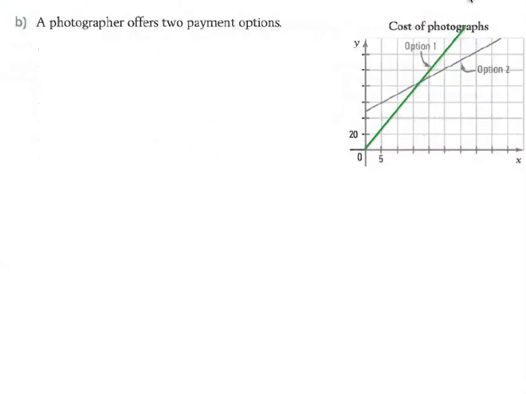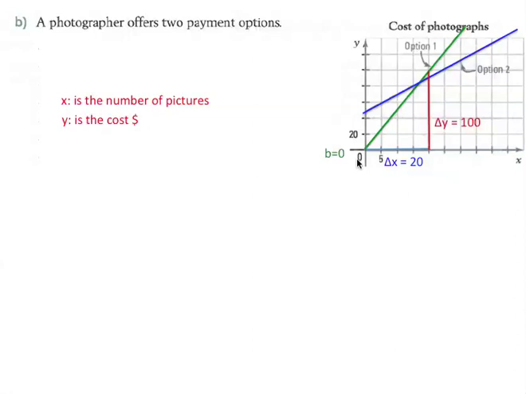Okay, so option number 1 and option number 2. Option number 1 is a proportional situation. Okay, so you're just paying a certain amount per photograph. So X is the number of pictures that you're being sold, and Y is the cost. Okay, so our delta X is going to be 5, 10, 15, 20. And our delta Y is going to be 20, 40, 60, 80, 100. Okay, and our B is 0. It's going right through the origin, so it's a proportional situation.